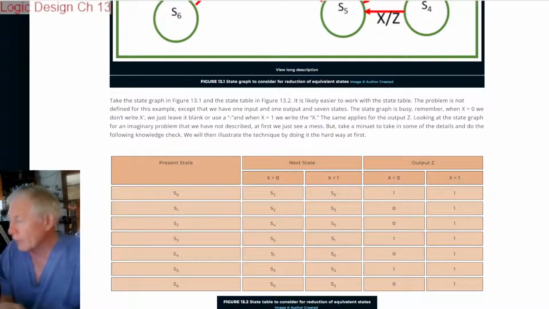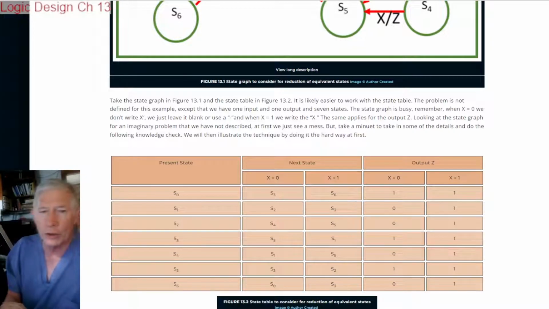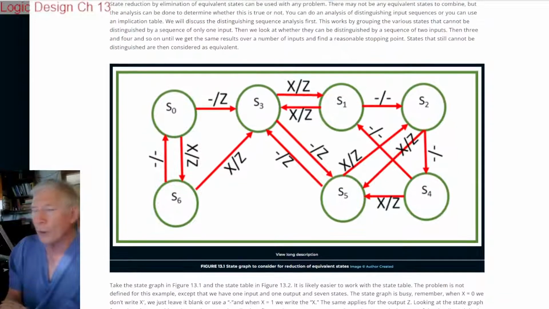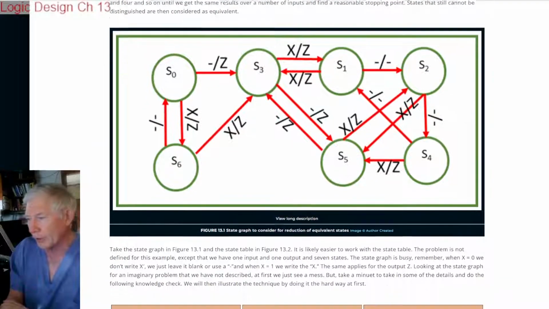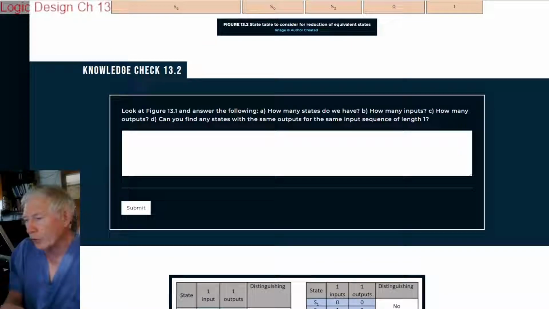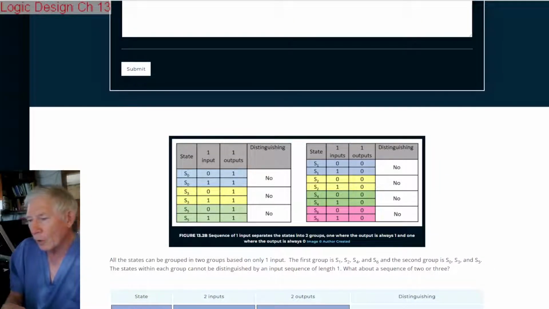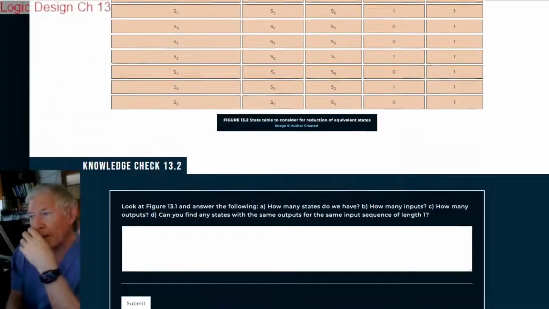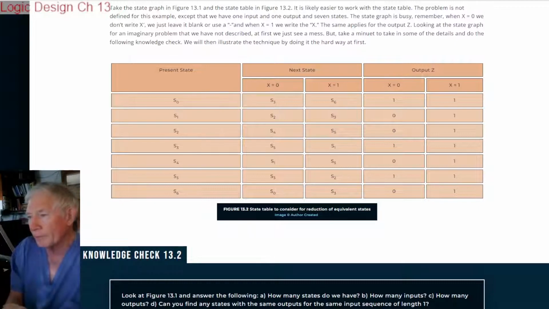Now this is kind of tricky. Later on, we're going to go back and look at a problem where we have a fixed number of inputs and we can look for redundant states. That makes a lot more sense. This one is a little harder to see, but let's see if we can work through this. Okay, so first off, we're going to group all the states into two groups based on just one input. So if we get one input, then we want to look at the outputs.